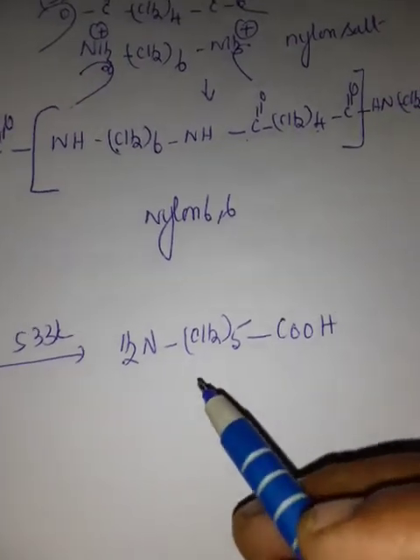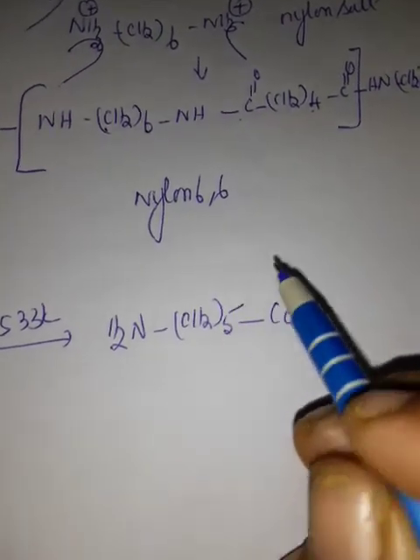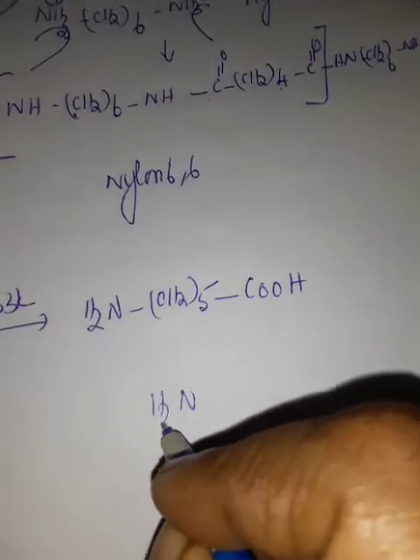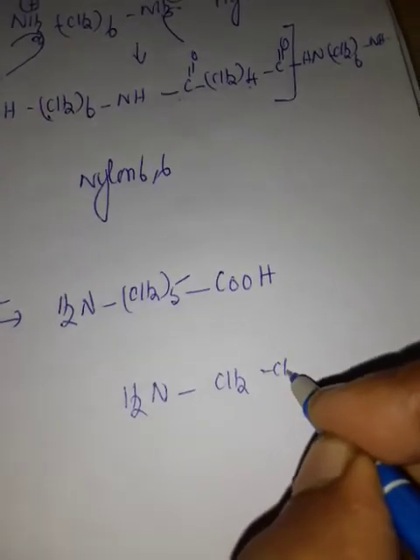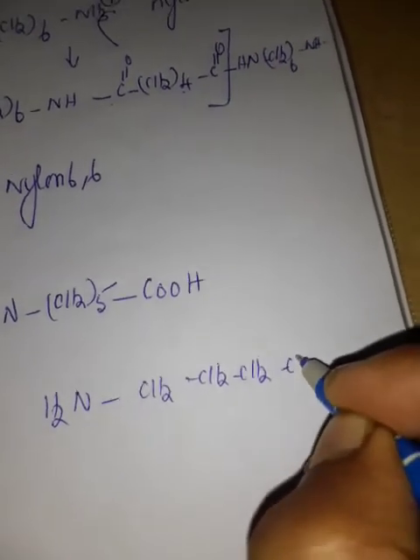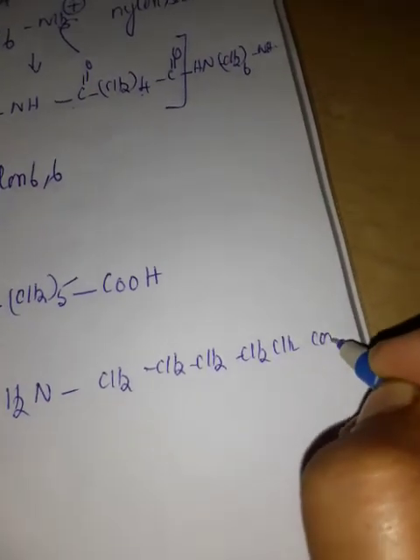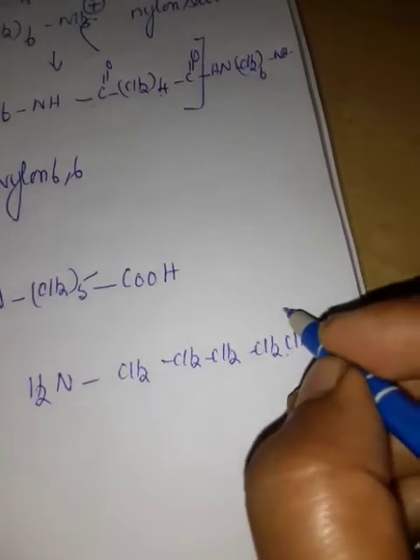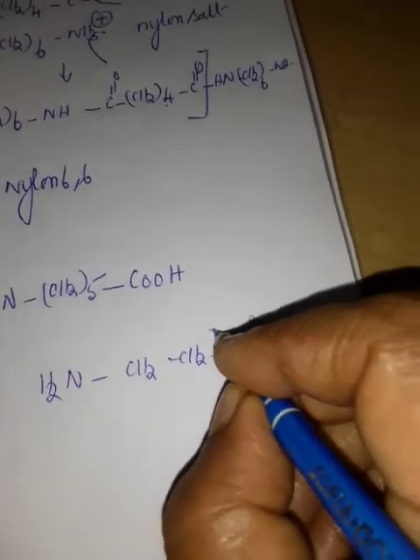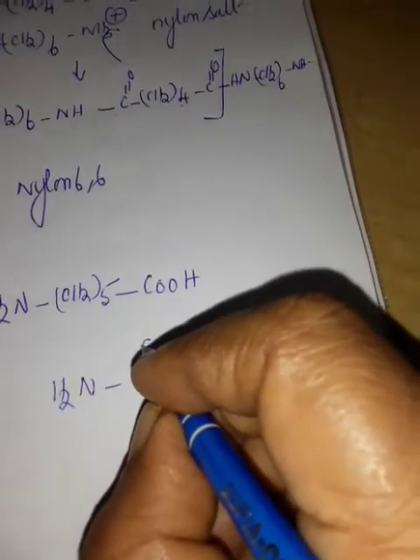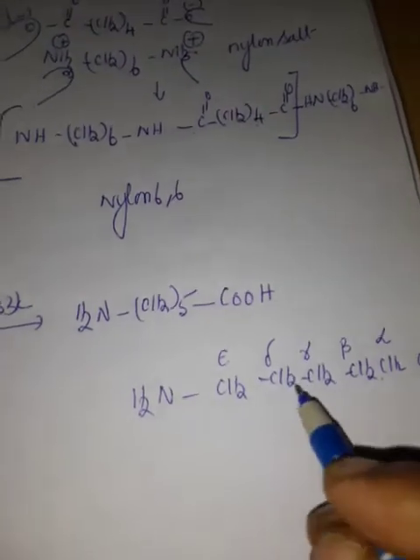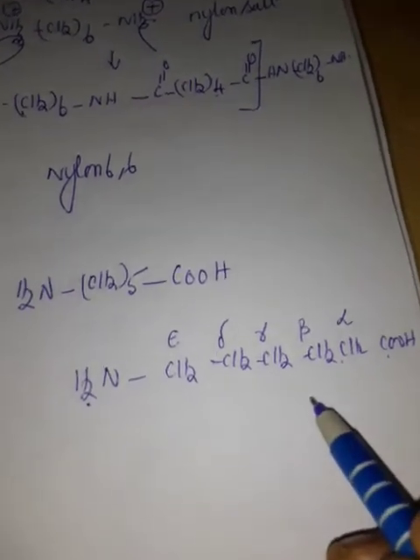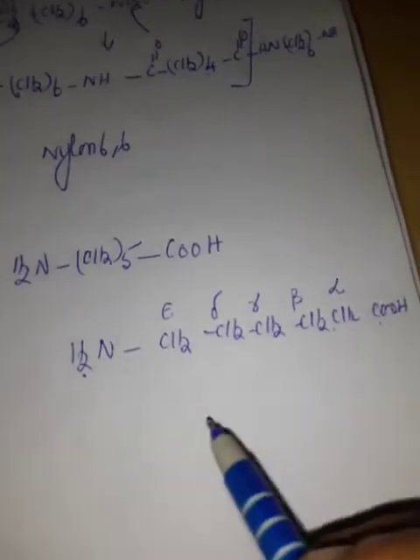This is called epsilon aminocaproic acid. Why is it called epsilon? See, NH2, CH2, CH2, CH2, CH2, CH2, COOH. This is the functional group. The carbon atoms next to the functional group are alpha, beta, gamma, delta, epsilon. So this is called epsilon amino caproic acid, containing 6 carbon atoms, which means caproic acid.